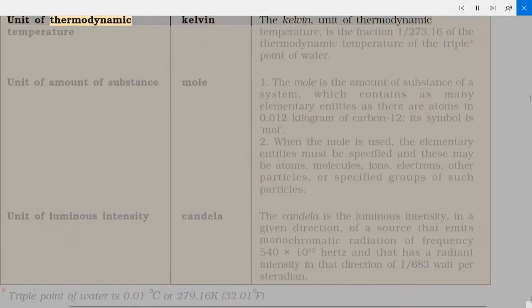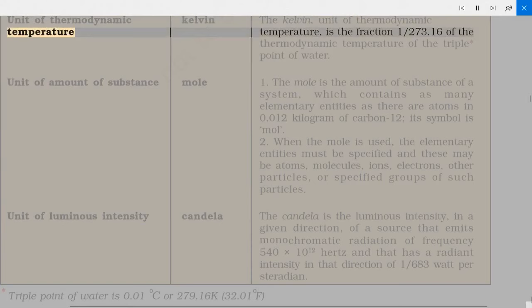Unit of thermodynamic temperature, Kelvin. The Kelvin, unit of thermodynamic temperature, is the fraction 1/273.16 of the thermodynamic temperature of the triple point of water.